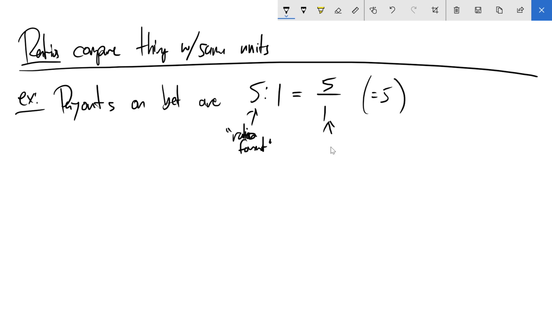But we can also write ratios as fractions, which is going to be useful when we go to apply them in some certain circumstances. To convert a ratio into a fraction, all you do is put the first number over the second number. So 5 to 1 means 5 over 1.